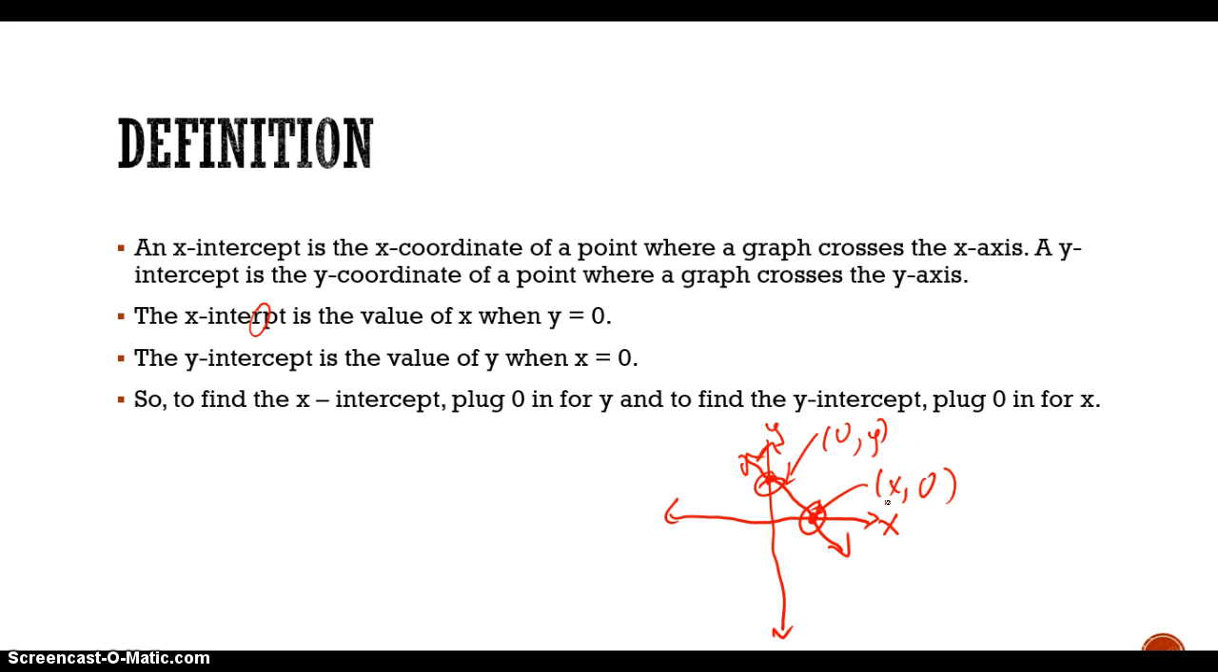So to find the x-intercept, plug 0 in for y, and to find the y-intercept, plug 0 in for x, which I'll show you in 1 second. Okay, so again, the x-intercept is where that line crosses the x-axis, and the y-intercept is where it crosses the y-axis.